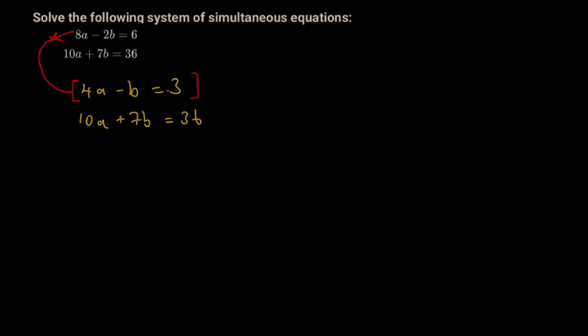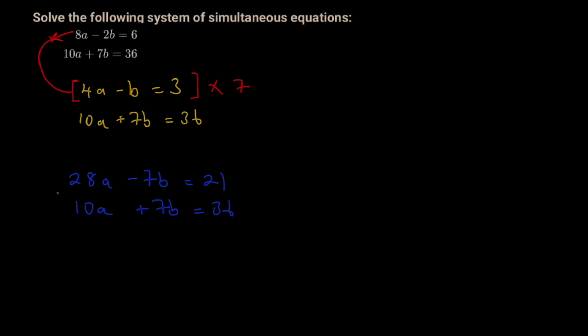You just have to multiply this one by 7 and then leave this one alone. So if you multiply this one by 7, you're getting 28a here. Remember, the square brackets are a guide for you to multiply everything in the bracket by 7. So here I'm going to get negative 7b, and I'm going to get 21 here, which is great for me. And then here I'm going to get 10a, then plus 7b equal to 36.